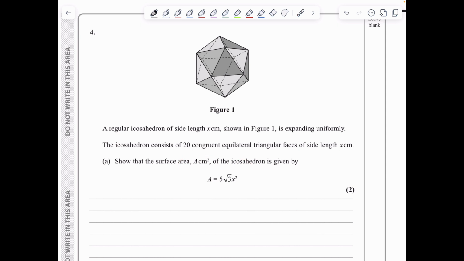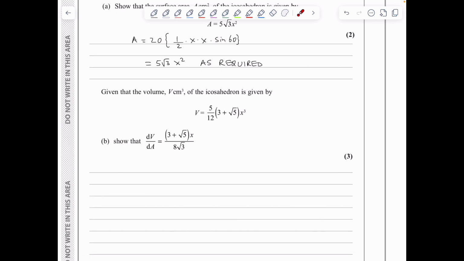So the area is simply going to be 20 times the area of an equilateral triangle of side length x. So I'm using a half ab sine C. So it's a half times x times x times sine 60. So this simplifies to 5 root 3 x squared as required. We're additionally given that the volume V is given by the expression here, and we need to show that dV/dA is (3 plus root 5) times x over 8 root 3.